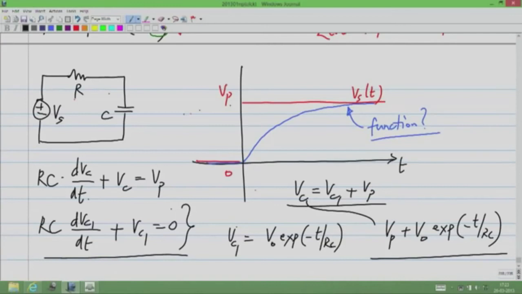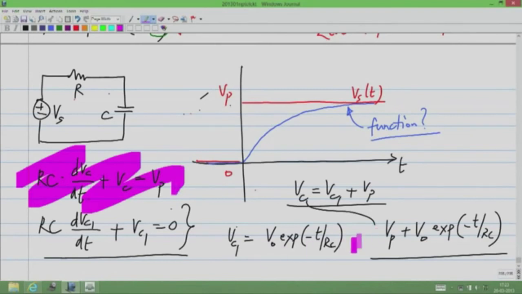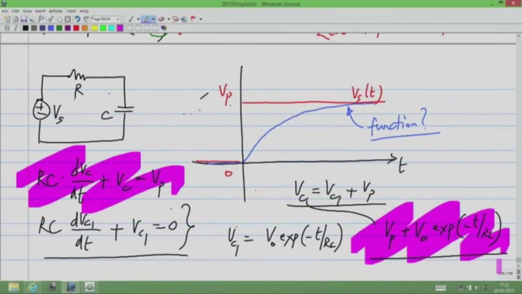So this is the general form of the solution to this equation, which has Vp on the right side. Okay. So this is not a homogeneous equation, and the solution to this will have Vp. It will also have some terms like exponential minus T by Rc, which was part of the zero input response. Okay. And it has this constant V0, which we have to adjust based on the initial conditions. Okay.